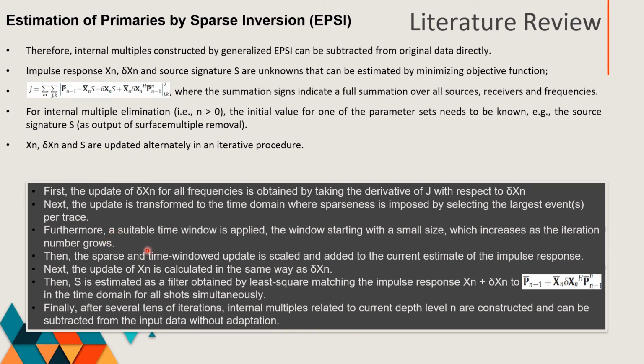The next step is that the sparse and time-windowed update is scaled and added to the current estimated impulse response. Next, the update of Xn is calculated in the same way as delta Xn. Then S is estimated as a filter obtained by least-squares matching the impulse response Xn plus delta Xn to the data in the time domain for all shots simultaneously. Lastly, after several tens of iterations, internal multiples related to the current depth level n are constructed and can be subtracted from the input data without adaptation.